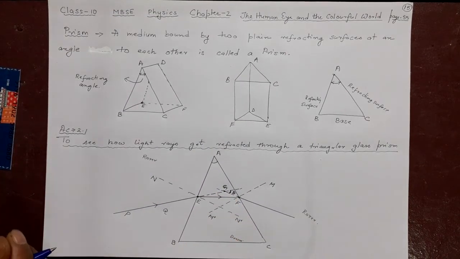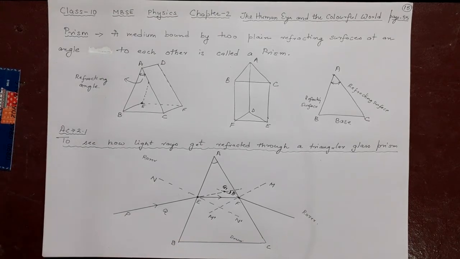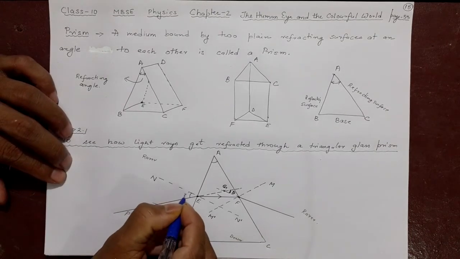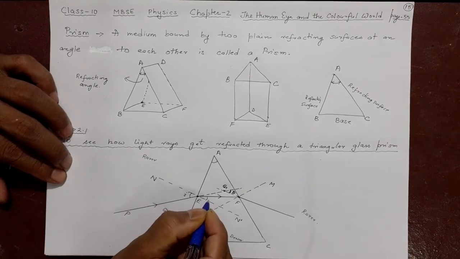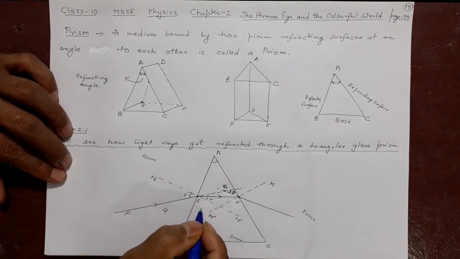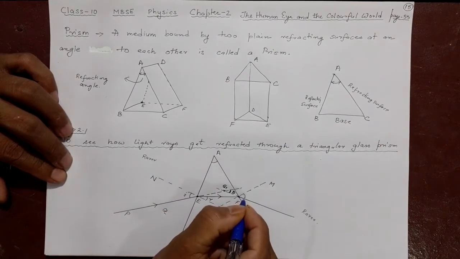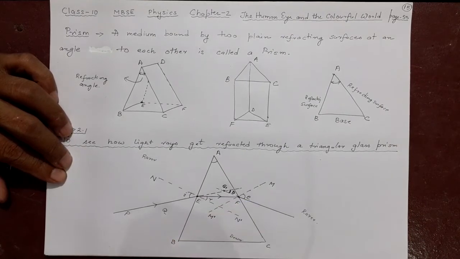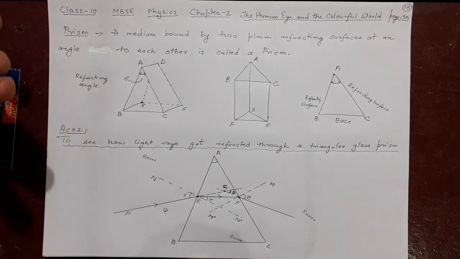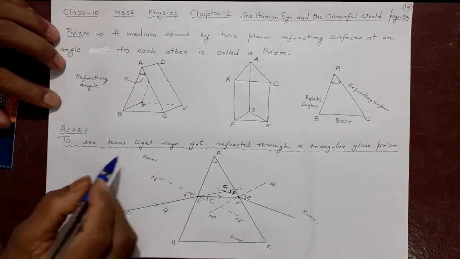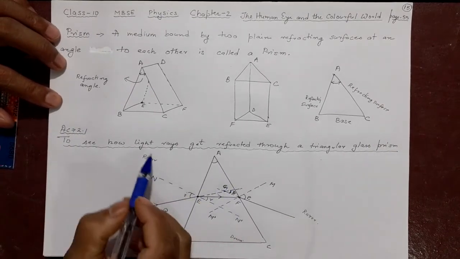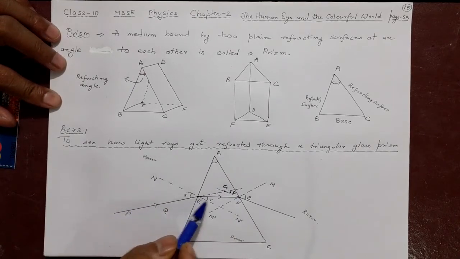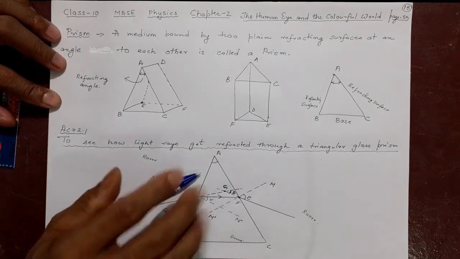So everything is finished now. Only the simple things remain. This is called angle of incidence, this is called angle of refraction, and this is called angle of emergence. Emergence means going out. So these are the things we have to understand. Light rays get refracted. Refraction is this one. What happened? It bent.